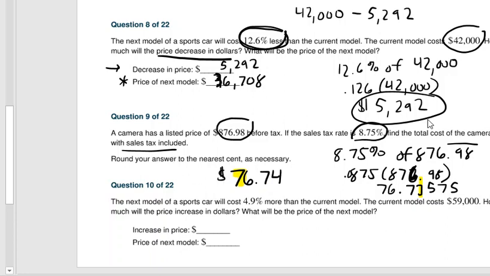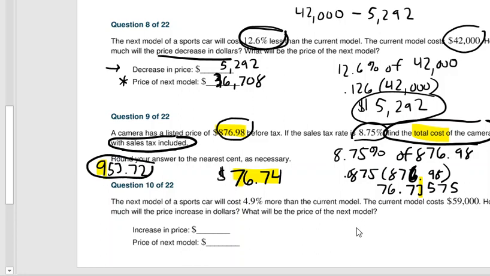But the question asked us to find the total cost of the Camry with the sales tax included. Okay, so that means we have to take our price before tax, we have to add the sales tax, and that is going to give us the total cost. Okay, so the final answer for this one is $953.72. Sorry, I need to grab a different pen here.